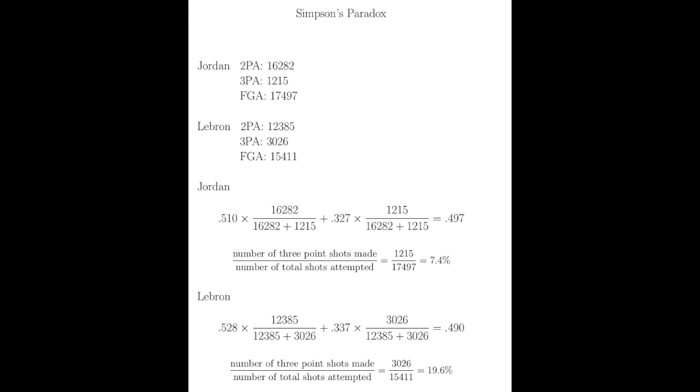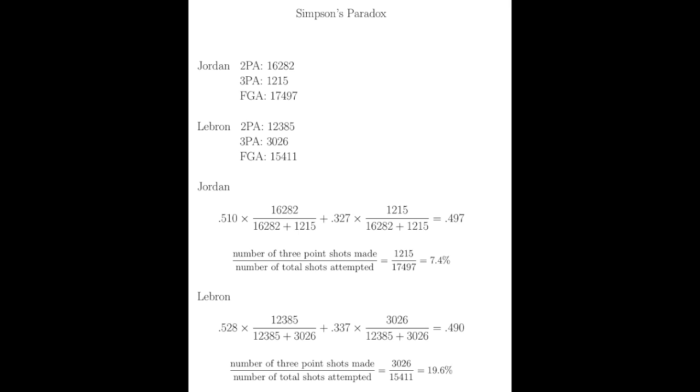So when we look at field goal percentage, which is a combination of the two data sets, we have to remember that we need to take into account the size of the data sets. LeBron's overall field goal percentage is brought down by the fact that he takes a significantly higher number of three-pointers compared to Jordan. This might make more sense if we look at a little bit of the math.